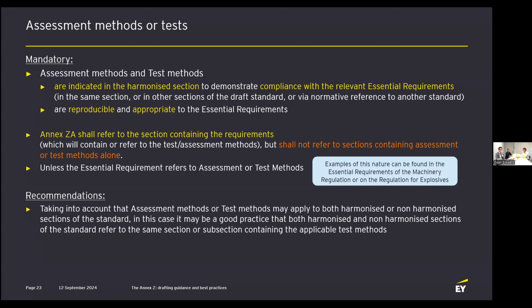But what we cannot do is to refer, in the Annex ZA, to a paragraph, section or subsection that only contains test methods, because then we are not giving the requirement to implement the essential requirement. And as I told you again, there is an exception: unless the essential requirement refers to the assessment or test methods. And we are going to see an example in the next slide, okay? Examples of this nature, of having harmonized standards with test methods that are referred to in essential requirements, we find them in the machinery sector.